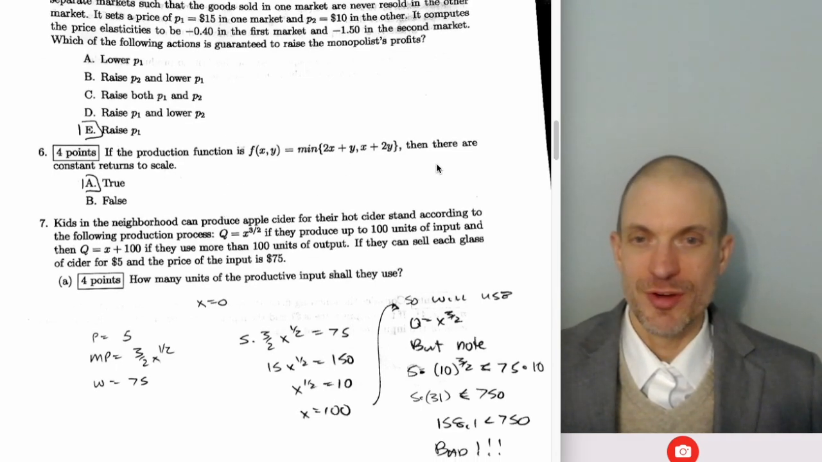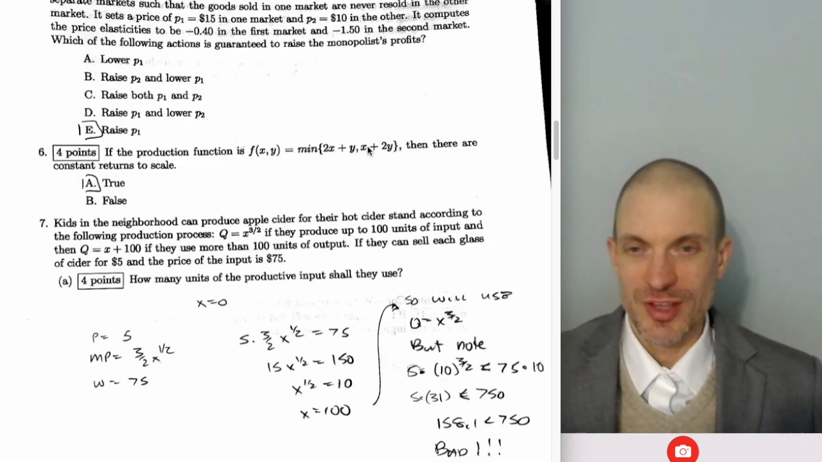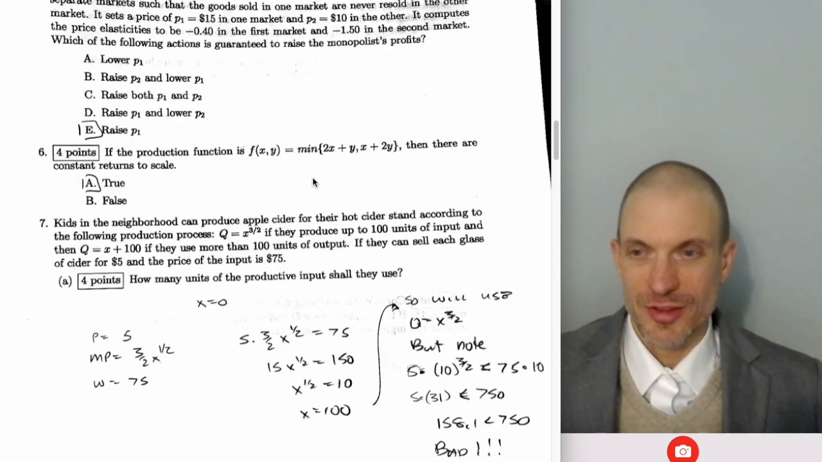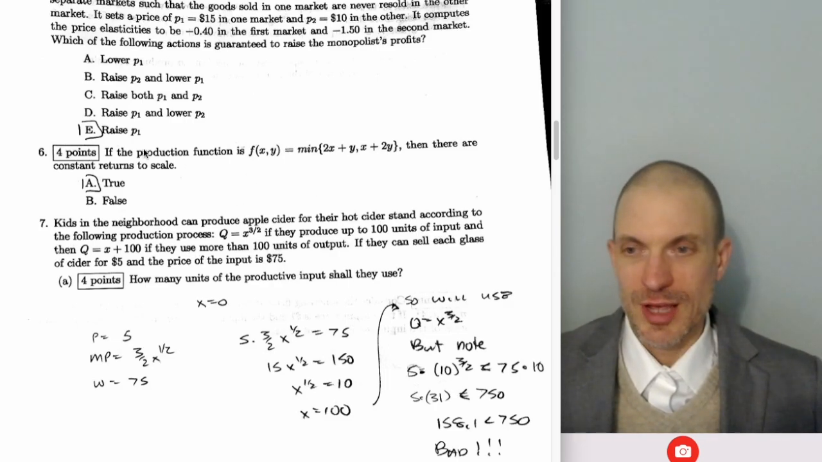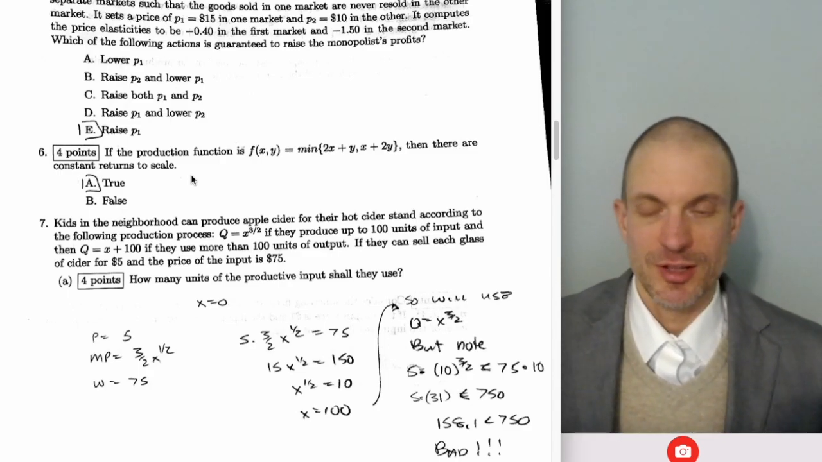All right, if the production function is 2x plus y and x plus 2y, there are constant returns to scale. Yep, there's constant returns to scale here. You could solve that by just doubling and seeing what ends up happening. Sure enough, we get a constant rate of output. So constant returns to scale means if we double all the inputs, do we get double the output? Yeah, that's going to happen here.